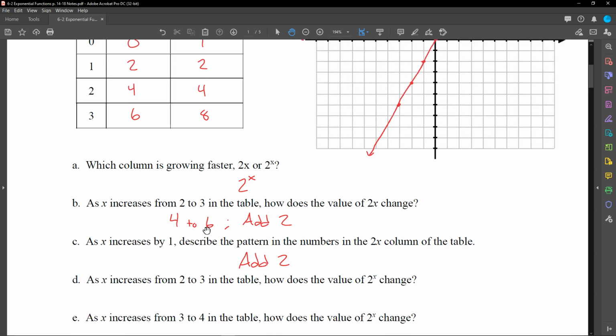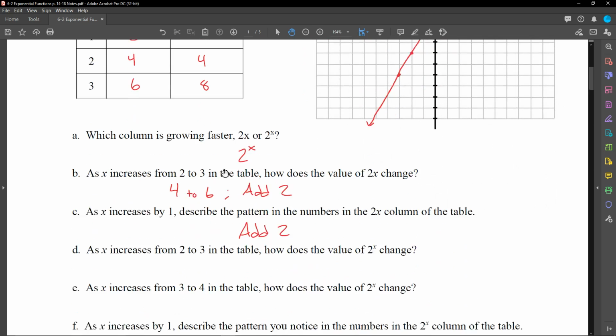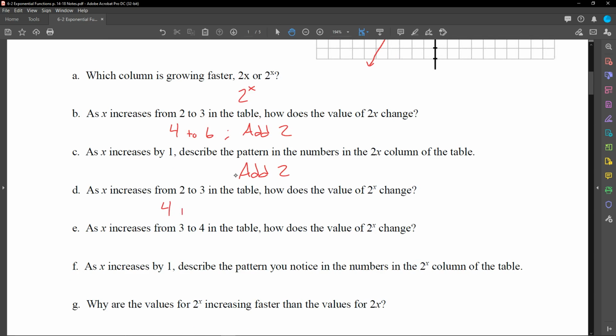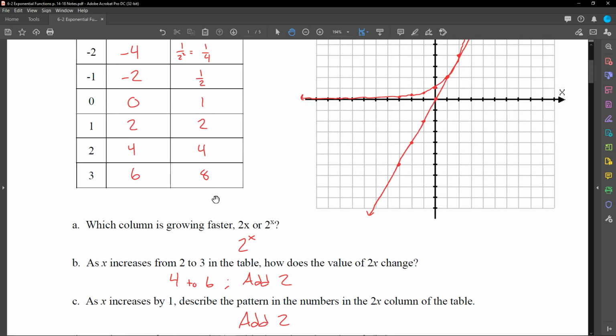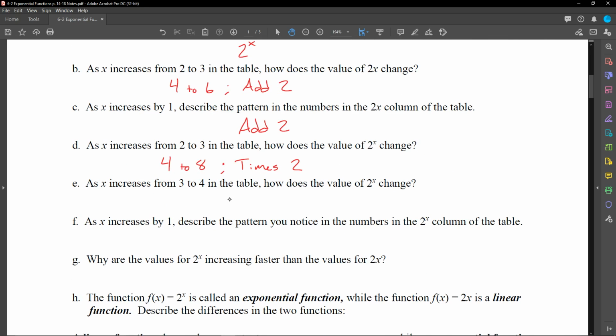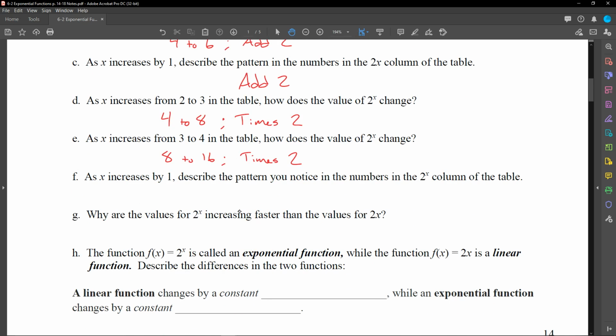Now for 2 to the x, what happens from 2 to 3? We go from 4 to 8, or in other words, we are multiplying by 2, or this is times 2. As x would increase from 3 to 4, we would go from 8 to 16, that would be g of 4. So from 8 to 16, we're multiplying by 2 again. So as x increases by 1, the pattern for 2 to the x is that we are multiplying by 2 each time. So times 2.